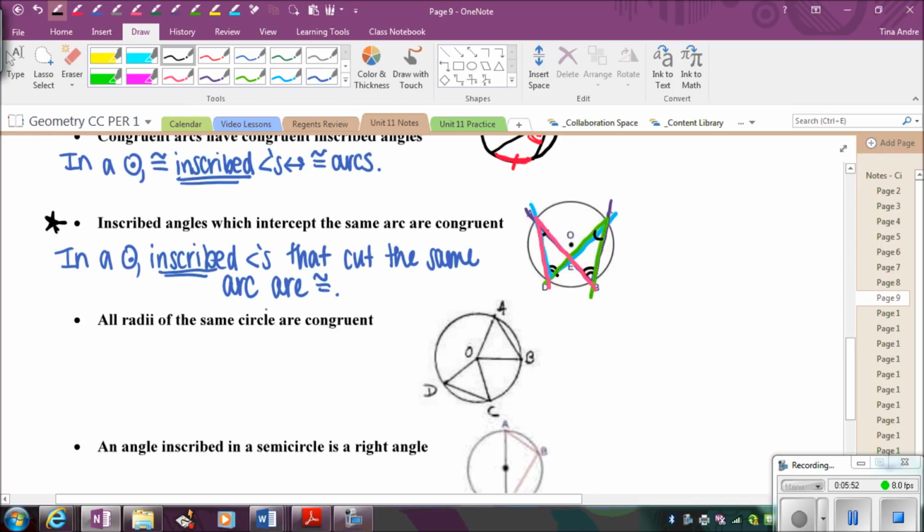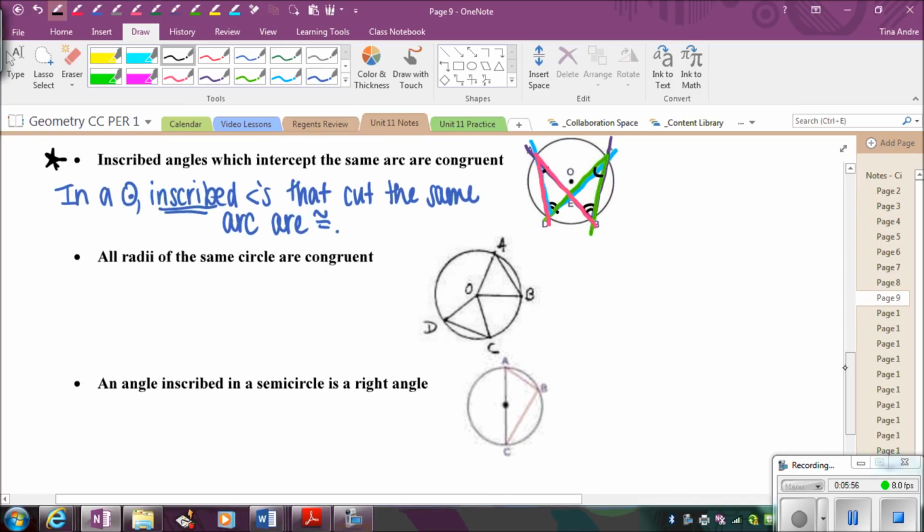And again, there's not really a way to shorten this at all. We've talked about this one as well, very common. All radii of the same circle are congruent. We really can't shorten that either. So in this picture, all of these radii are congruent. So keep an eye out for them, look for them.